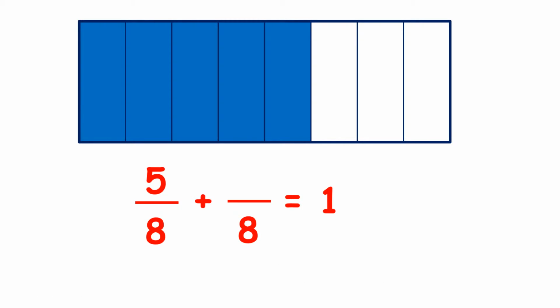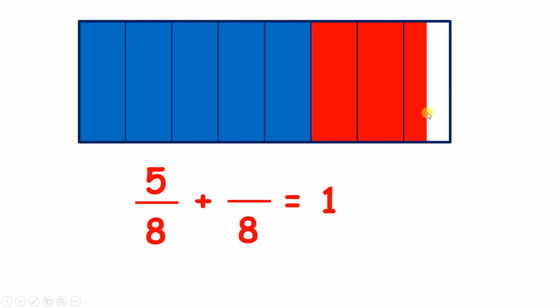So what do we need to add to 5/8 to make 1? We need 1, 2, 3/8. So 5/8 plus 3/8 makes 1 whole, because 5 plus 3 is 8.